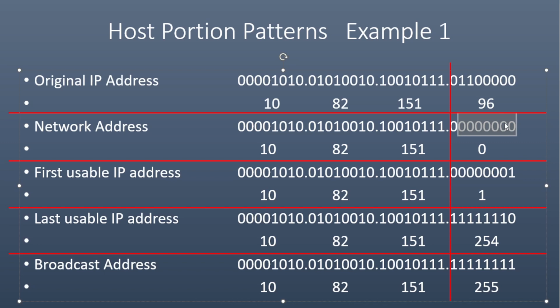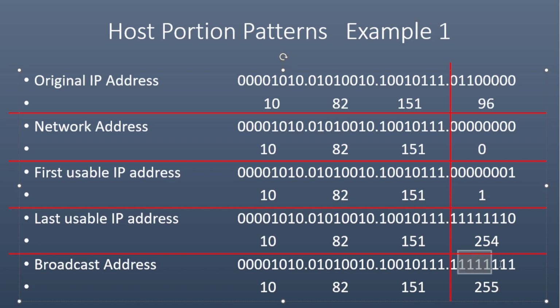All of the devices that are plugged in all share the same network address. So then you set the host portion to all zeros with a 1 in the end, like so. And that gets me the first usable IP address. Set the host portion to all ones with a 0 on the end, and that gets me the last usable IP address. And then set the host portion to all ones, and that gets me my broadcast.